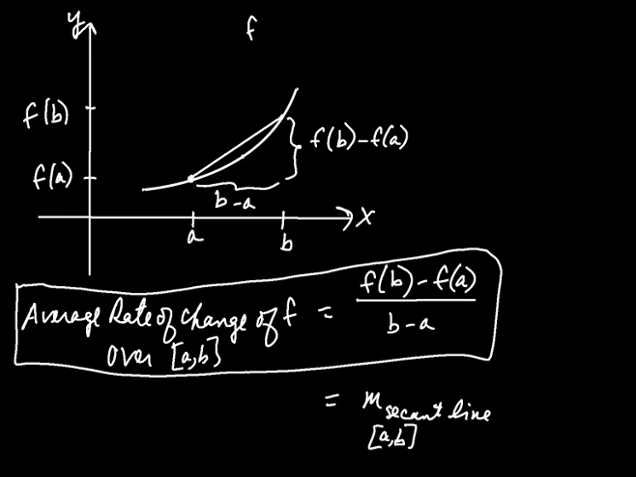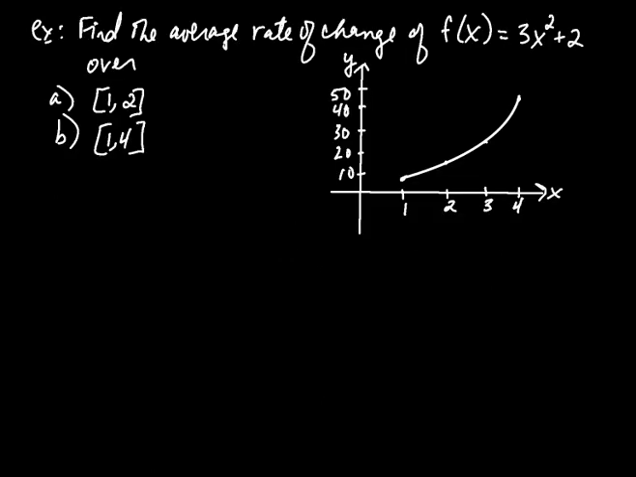Okay, let's see an example of this. Let's find the average rate of change of this function, f of x equals 3x squared plus 2, which I graphed here, part of it, over 2 intervals, first from 1 to 2, and then from the interval 1 to 4.